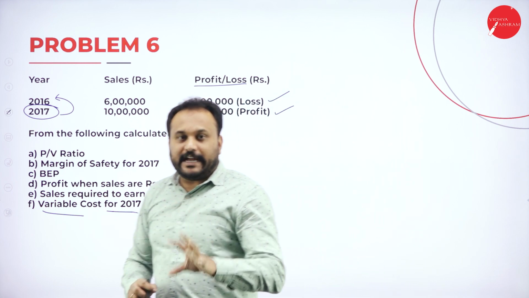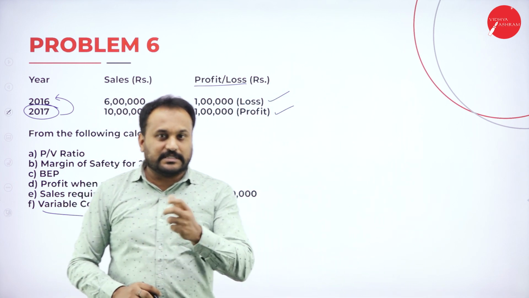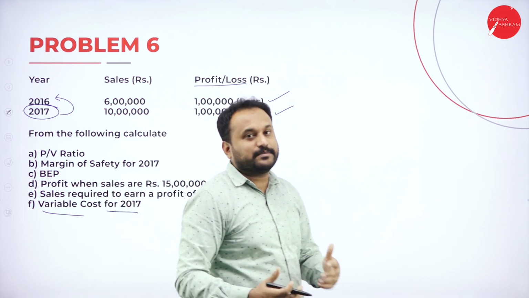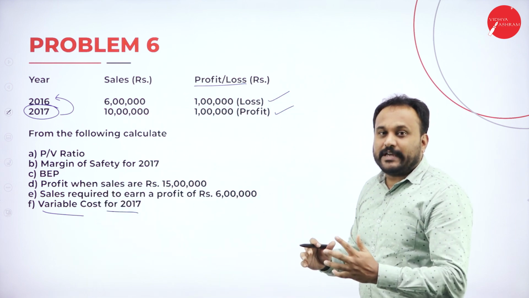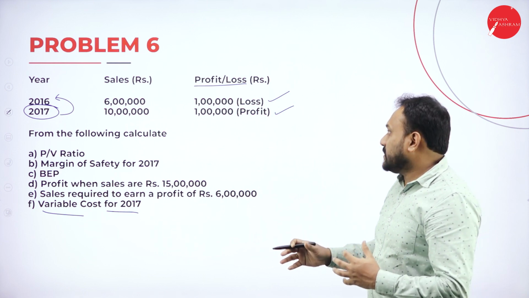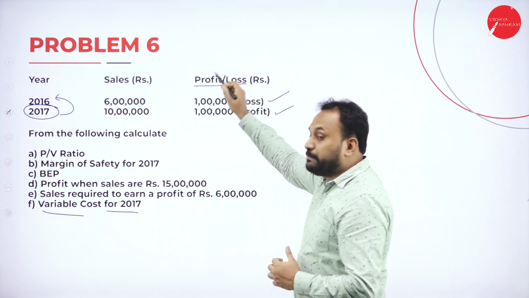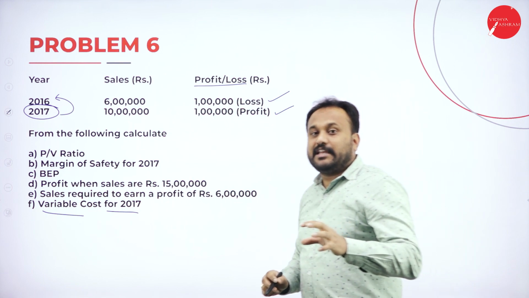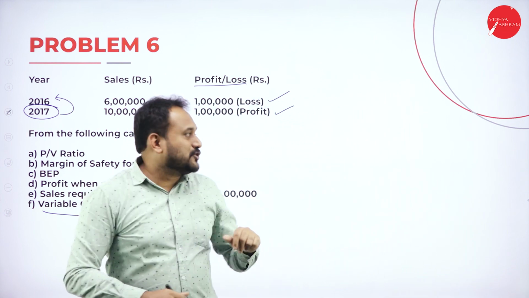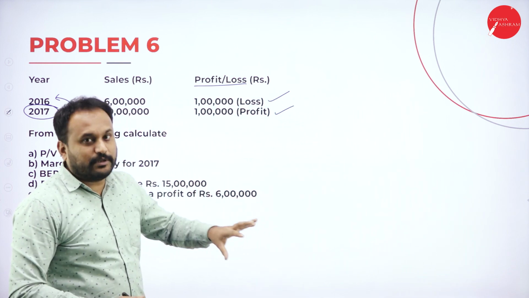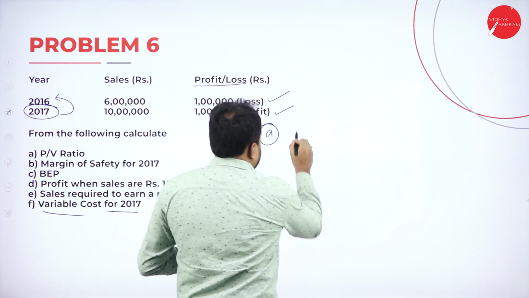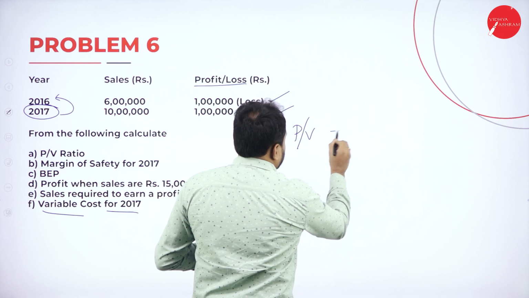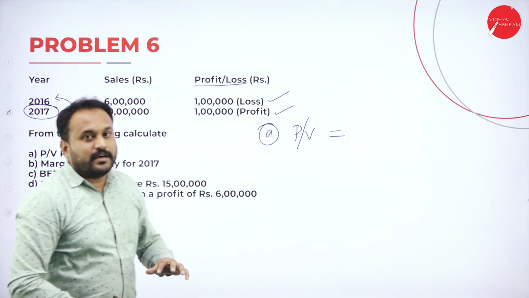See, we can find variable cost even for 2016. I'm going to show you how we are supposed to go about it. So this is what the question is. So we are supposed to start with the answer, but when we calculate PV ratio, you should be very careful. So I'll show you here itself how PV ratio will be calculated. So the first one is A. We'll write PV is equal to, now what is the PV formula?